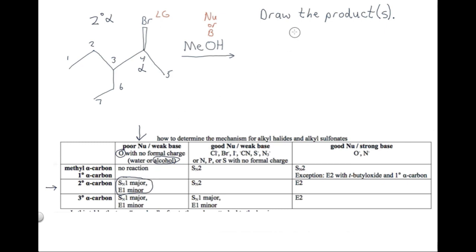Well, look at the instructions. The problem says draw the product(s). That means draw the product or products. Those types of instructions imply that in this case we should draw both the major and the minor mechanism to get all the products. So it looks like we're going to predict that the mechanism here will be both SN1 and E1. So we should write down those mechanisms.